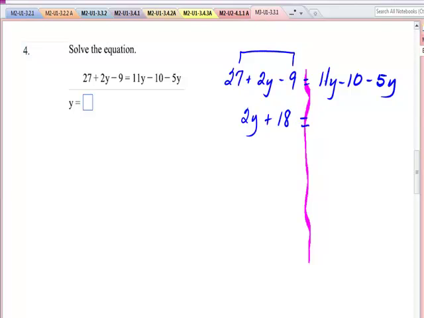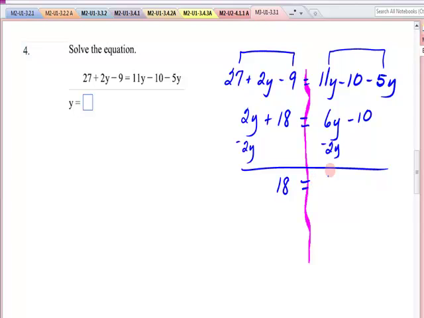Equal sign. On the right-hand side, not distributive property, but I have like terms with the variables. That'll give me 6y and bring down the minus 10. I have variables on both sides, so I'm going to subtract 2y, subtract 2y. So I have 18 is equal to 4y minus 10.